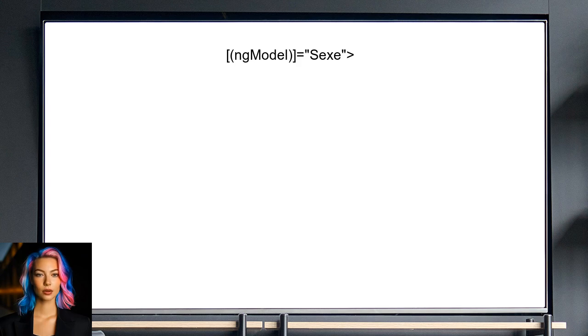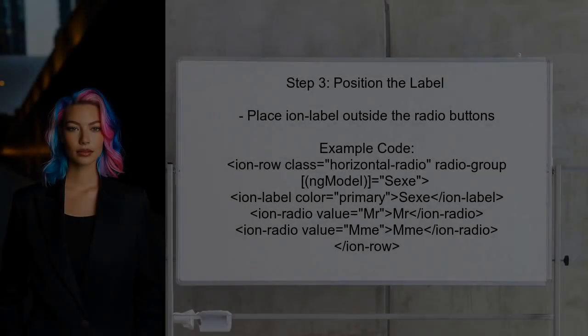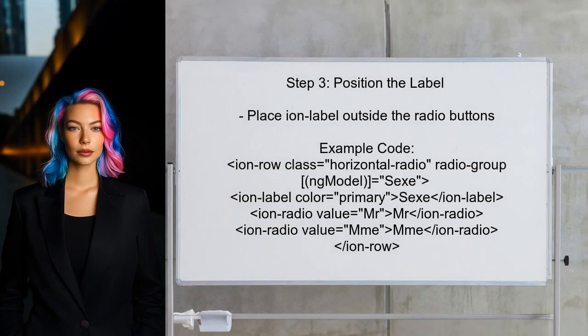The user can add a custom class to the ion-row for styling. Now the user should ensure that the ion-label is positioned correctly. The label should be placed outside the radio buttons to maintain clarity and proper alignment.